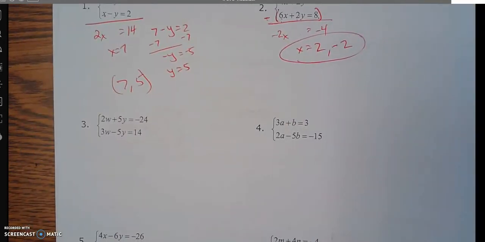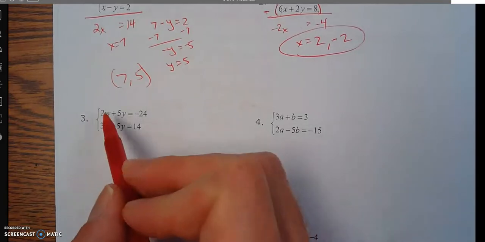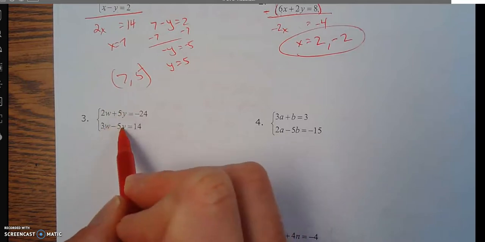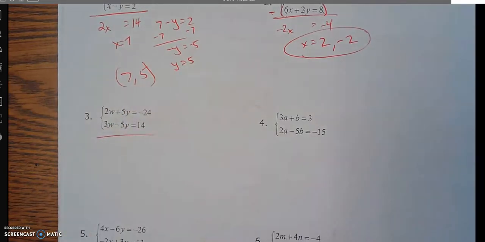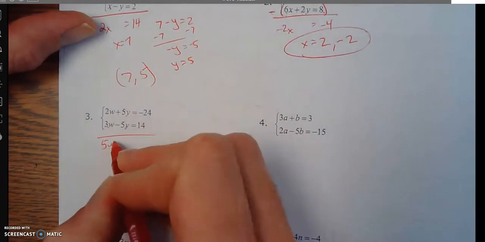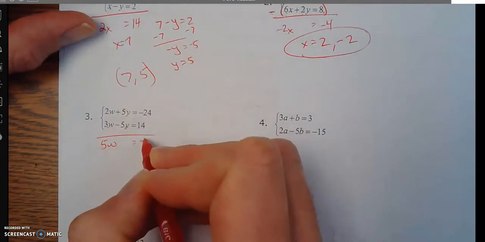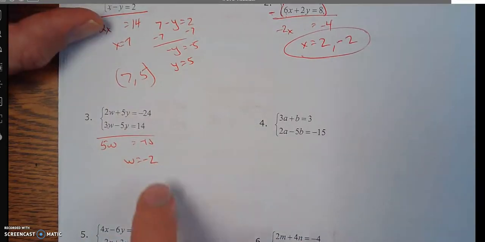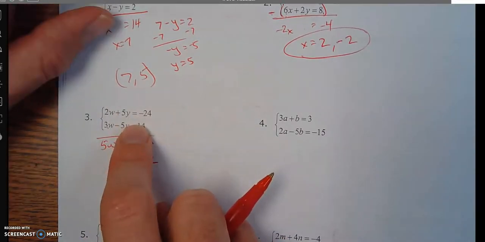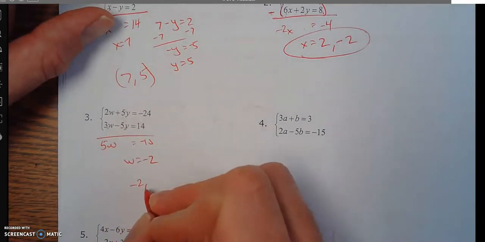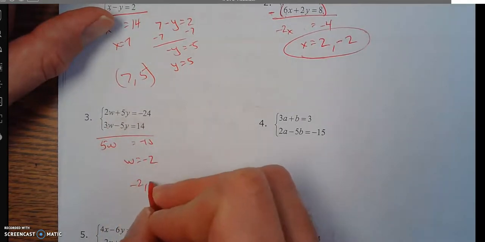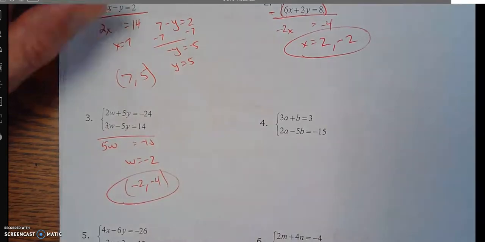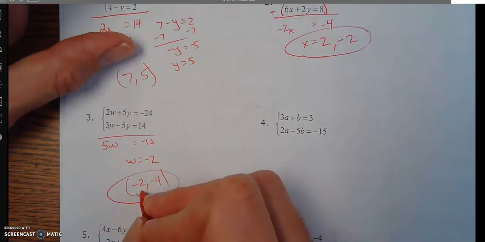Okay? Number 3, is it a good one? The w's are not opposite or same, but the y's are. So I'm going to add straight down. So this would be 5w, no y's, negative 10. That means w equals negative 2. Okay, plug it back into either one of those equations, and you're going to get, let's see, negative 4 for the other one. So w and y.